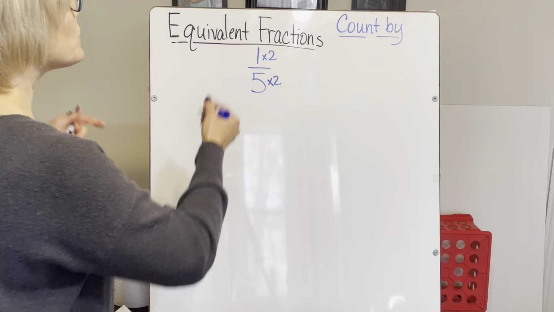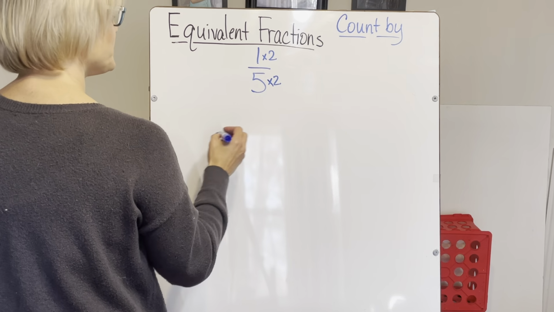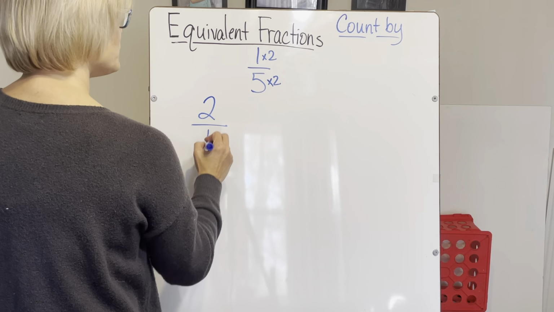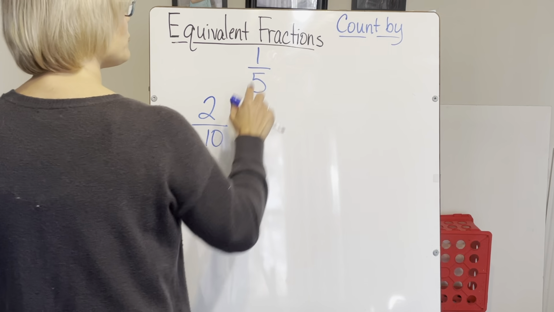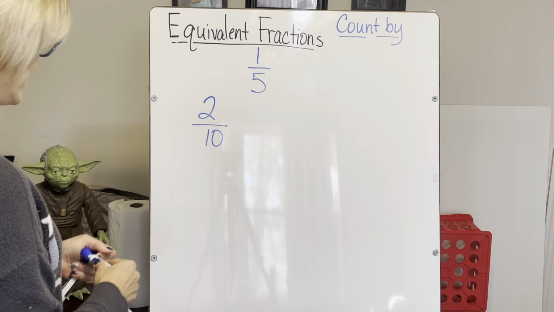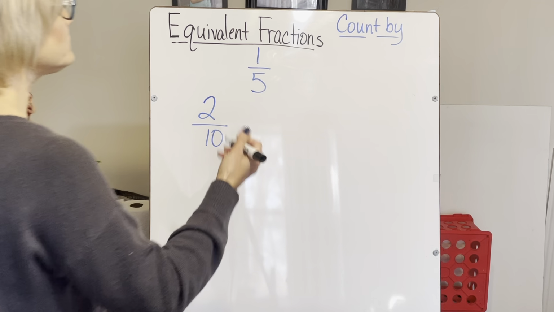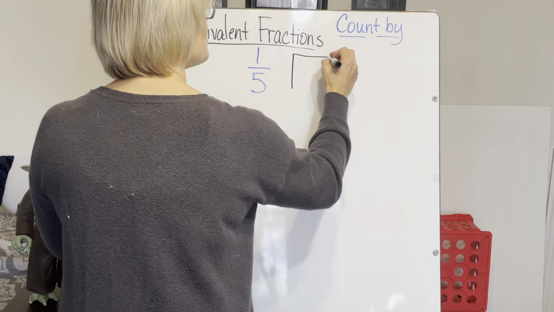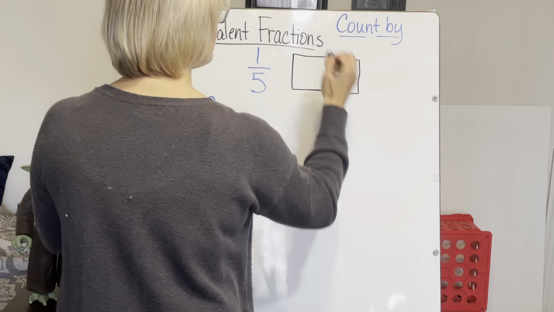So I'm going to multiply 1 times 2, and that gives me 2. 5 times 2 gives me 10. Now, how can I prove that these are equivalent? Well, I could draw a picture. I could draw a candy bar that looks like a Kit Kat. I'm always thinking of food.